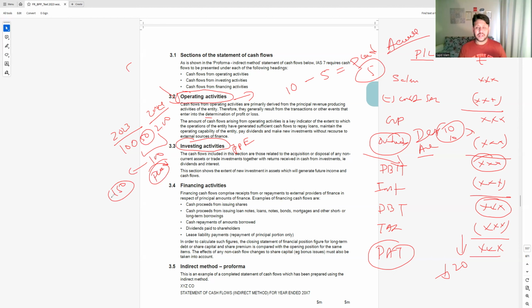With the investing activities, it's very simple. Investing activities is all about the purchase of PPE, the disposal of PPE, and also the investment. Very important: these three are the main topics for our investing activities.